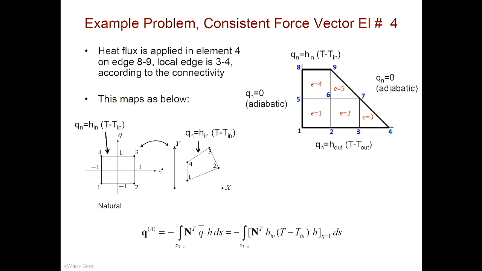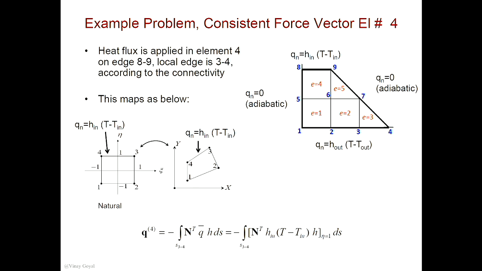I'm ready now to cover the heat fluxes. So let's cover element 4. Element 4 has a heat flux applied at this edge, you agree? But no heat flux applied here, here, or here. So the only place we have it is at that edge. If you look at the connectivity, it was 1, 2, 3, 4. So 3, 4 is the edge where I'm really applying the heat flux. You agree? Yeah? And so the edge 8, 9 here is really edge 3, 4. And so that's the one I'm working on. So that maps out in the natural coordinate system as 3, 4 at this edge.